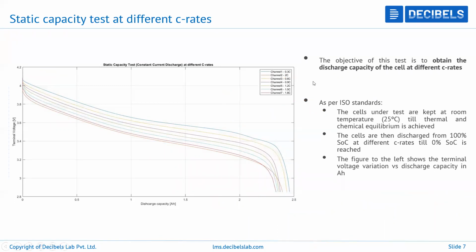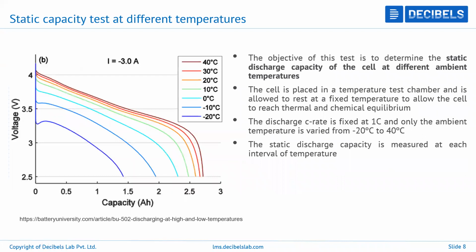Now you can perform the same test, static capacity test, but at different temperatures at the same C rate. Okay, so this is the same 2600 mAh cell.